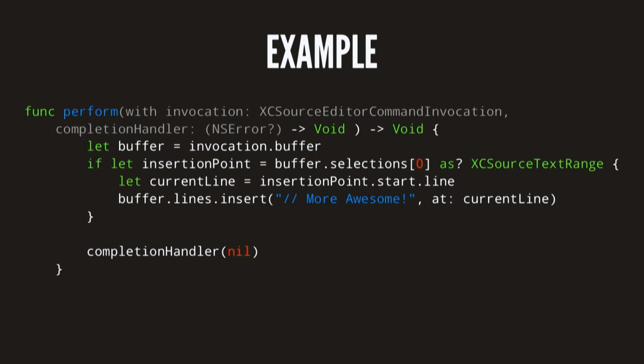This is an example of a source editor extension. And as we see, basically it's one function that these commands have, which is perform. And it gets the XCSourceEditorCommandInvocation, which has all the information that I just mentioned, and then has a completion handler, which you call when the work is done, and optionally pass an error, which is then shown inside Xcode.